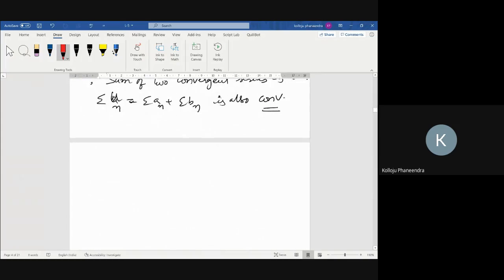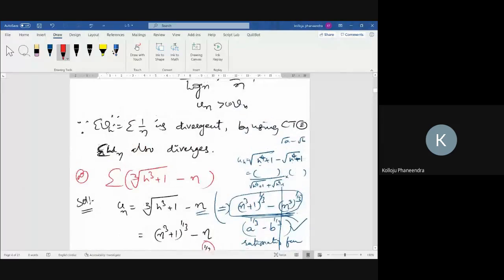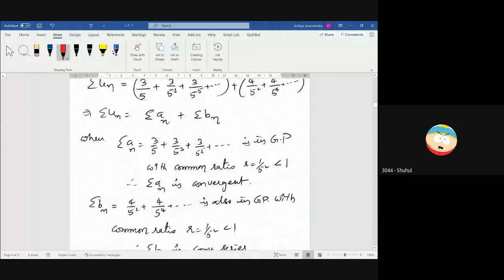Now the next test is Cauchy integral test. Sir, I have a doubt in question number 3. Integral. Yeah, come on. This one, sir, third question. What is the question?